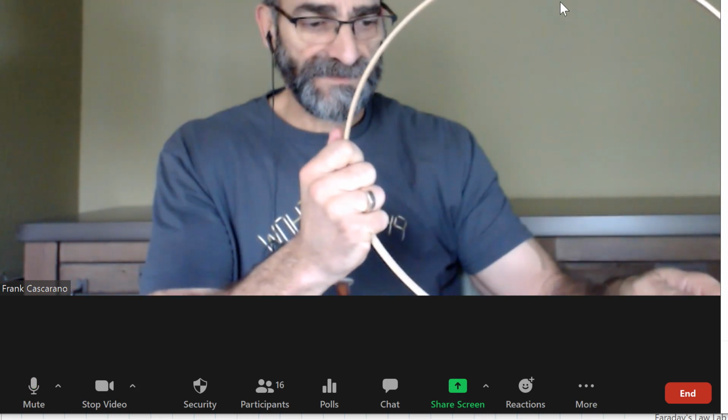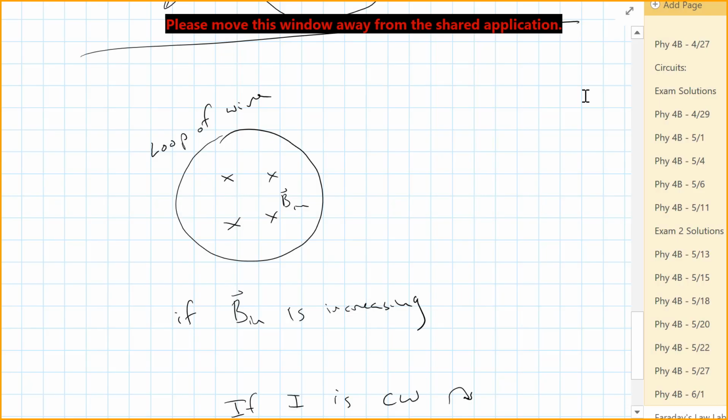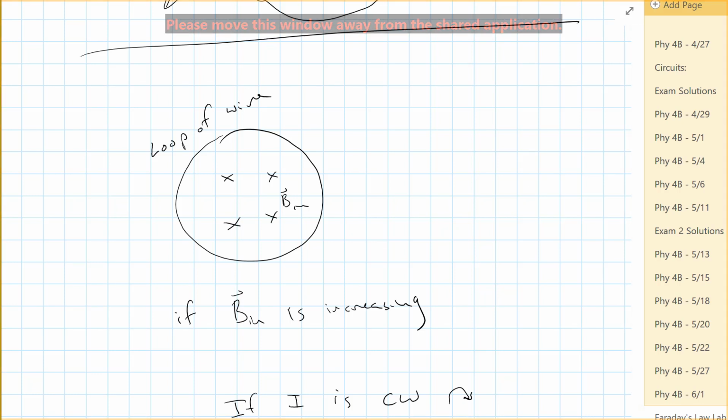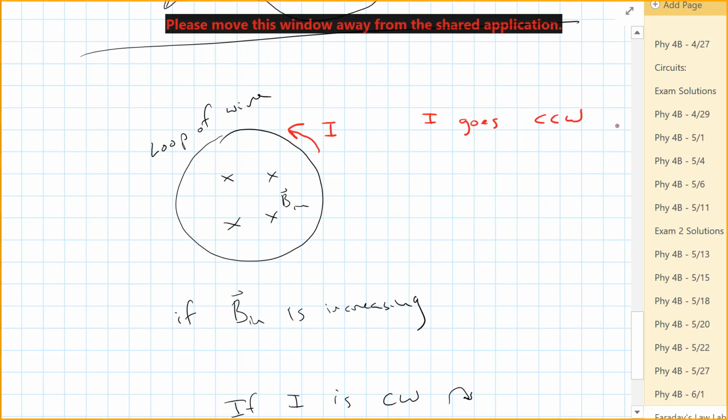So now we know that the direction of the current has to oppose the change. Its magnetic field that it creates has to oppose the changing magnetic field that created the current to begin with. If B is increasing, current is going to get set up counterclockwise.